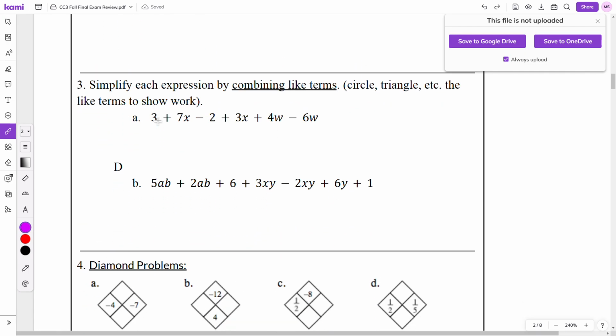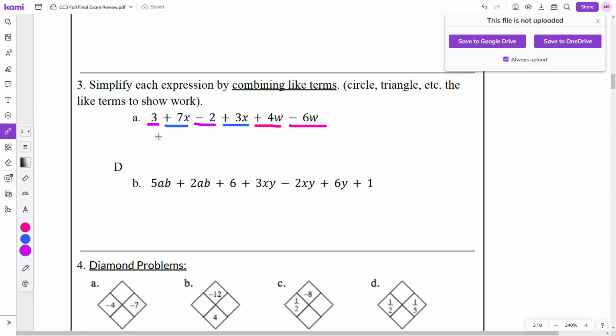Number 3, simplify each expression by combining like terms. Now, the test may or may not actually say combining like terms, but you know that in order to simplify this, you have to combine like terms. So I'm going to try to color code this. So these here are like, and let's try this one here. The x's are like. Like means that we can add them together. And then the w's are like. And so we can add those up, and we can get a like term.